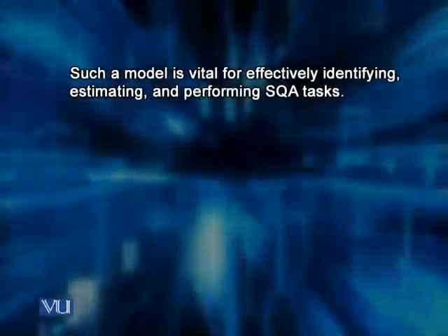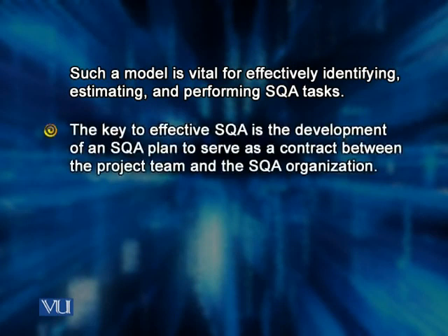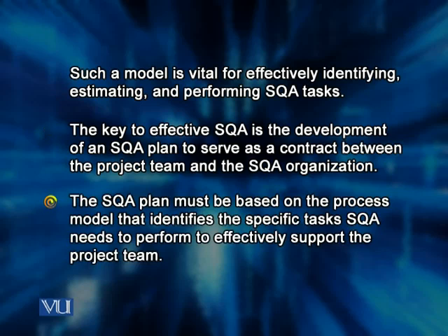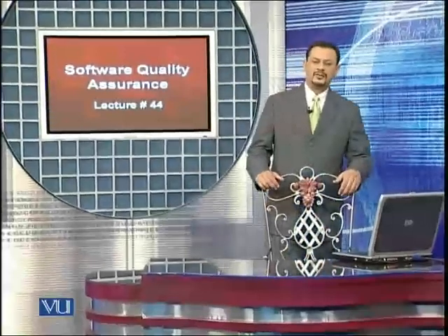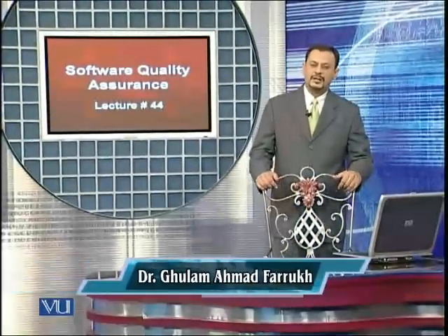So we need an SQA model which is vital for effectively identifying, estimating, and performing SQA organization or SQA tasks. The key to effective SQA is the development of an SQA plan to serve as a contract between the SQA organization and the project team or project management. The SQA plan must be based on a process model that identifies the specific tasks SQA needs to perform effectively and to support the project team. We had spent half a lecture on the contents that go into the SQA plan, and we are familiar with different tasks that are documented in the SQA plan.